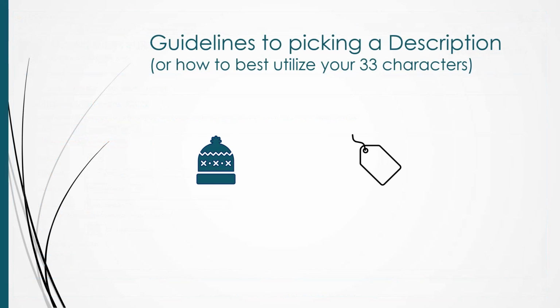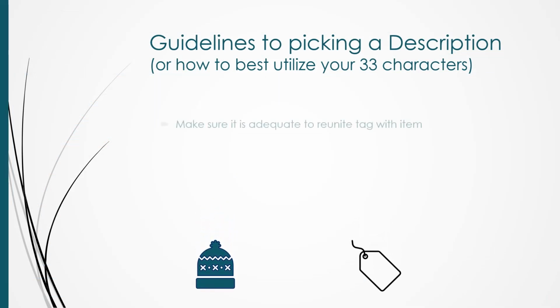We would like to expand on the label description for a moment. The most important purpose of the description is to reunite a tag with the item if they are separated. If the item and tag cannot be reunited, the item will be taken out of the sale. The quicker they are matched, the quicker your item returns to the sale.